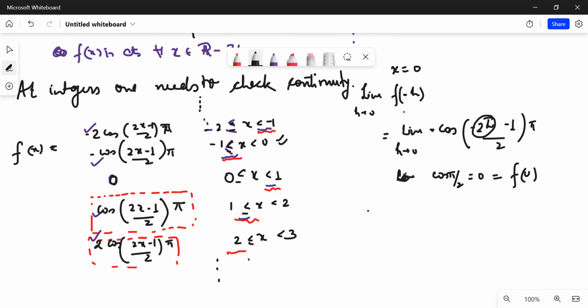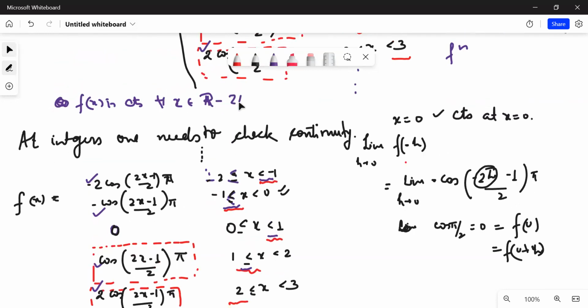It is equal to f of 0, and it is also equal to f of 0 plus h, because for all x greater than 0, less than 1, your function is 0 itself. So you can see that your function is continuous at x equal to 0, right? Also understand that your function is continuous for all R except Z. Like this is with certainty, I'm saying.